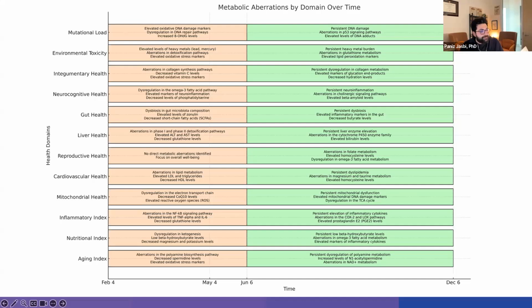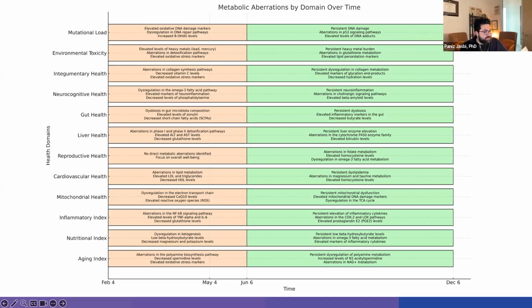You'll see that very rarely do you see a single metabolite be a cause of concern. We do see that here with the mutational load, the increased 8-OHDG levels. That's a single metabolite interpretation, but every other metabolic aberration that is being detected in this individual is a large scale aberration that is really contingent on pathway flux rather than a single metabolite level being high or low.